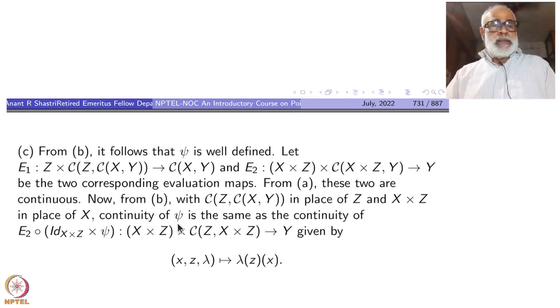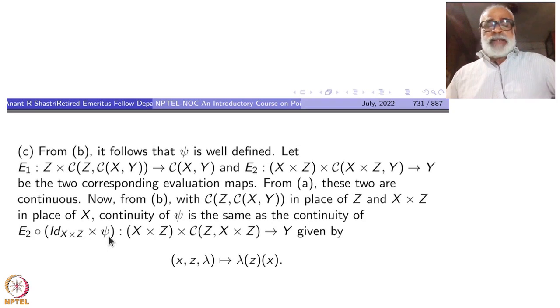you look at continuity of psi. Okay, what is the domain of psi? It is C of Z comma C of XY. What is the codomain? It is C of X cross Z comma Y, right? So that is why I am taking this X cross Z in place of X. Continuity of psi is the same thing as continuity of this E2 composite identity cross psi. Identity where? Identity of X cross Z now. If I prove this composite is continuous, psi will be continuous.